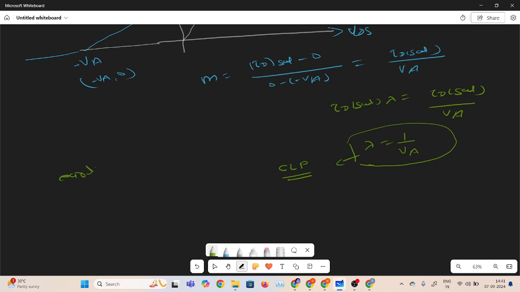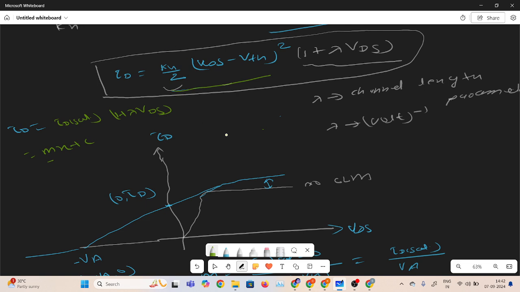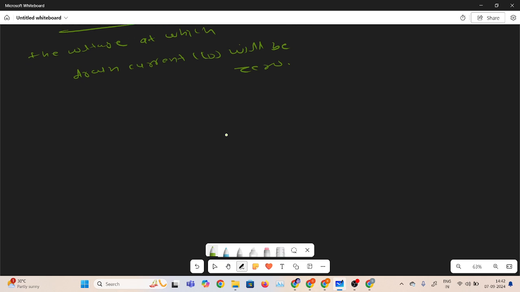About the early voltage, I already told you: the voltage at which the drain current ID will be zero is called the early voltage. I hope you understand. So this is the final equation when we consider the channel length modulation parameter. Finally I am writing ID is equal to kn by 2 into (VGS minus VTH) whole square, into (1 plus lambda into VDS).